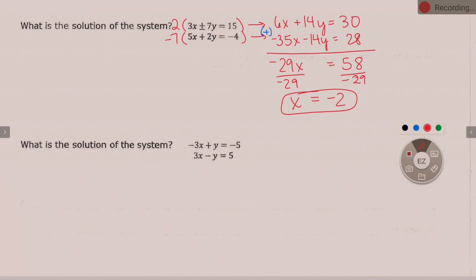Okay. Am I done? No. I'd go back to an original equation. I'm going to use the bottom one this time just because I can.